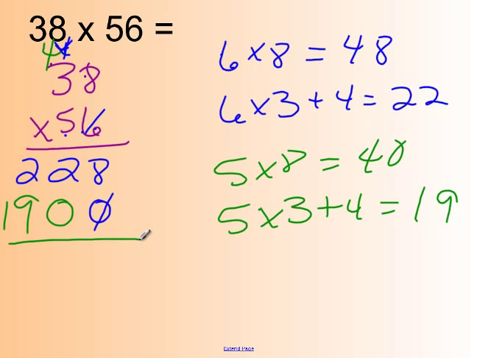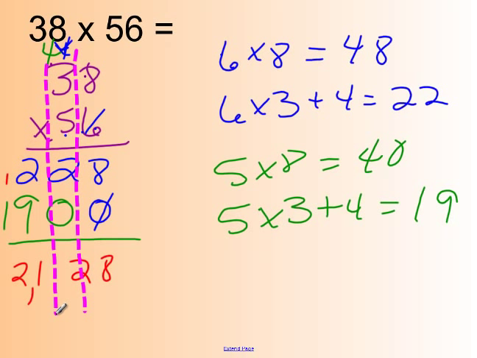Now we're going to add these two together. 8 plus nothing is 8. 2 plus nothing is 2. 2 plus 9 is 11. Carry the 1. And 1 plus 1 is 2. Our answer is 2,128. Now I need you to take notice here and make sure that you are lining these guys up. Okay? Real picky about lining the 1s up, lining the 10s up.